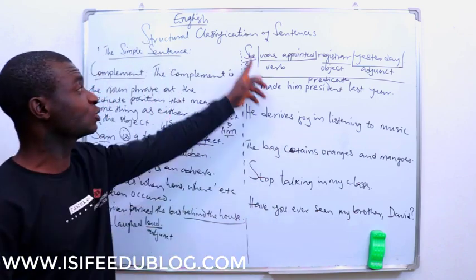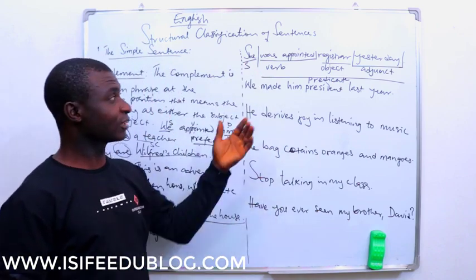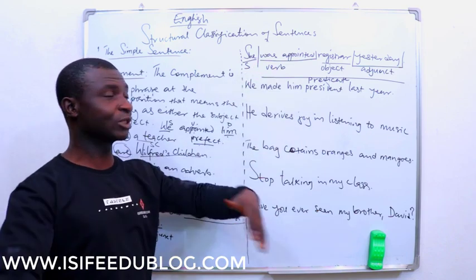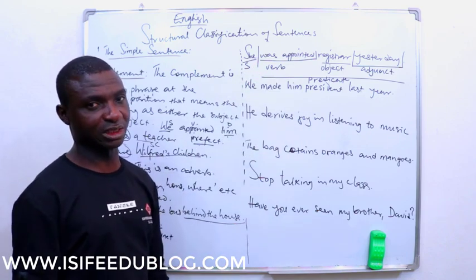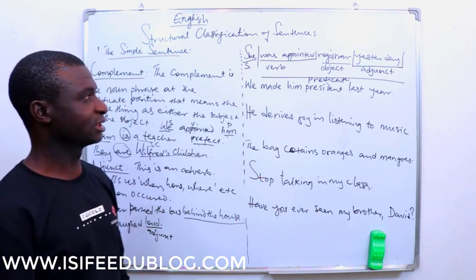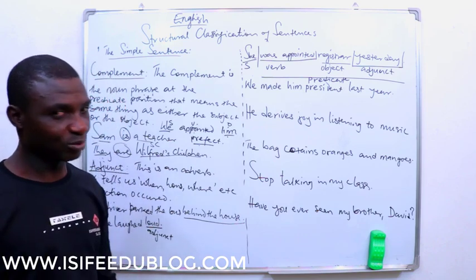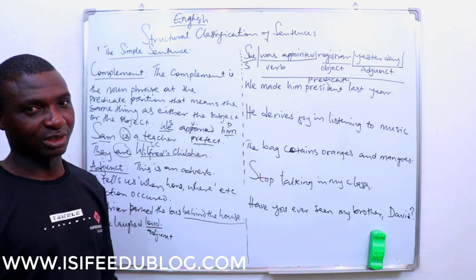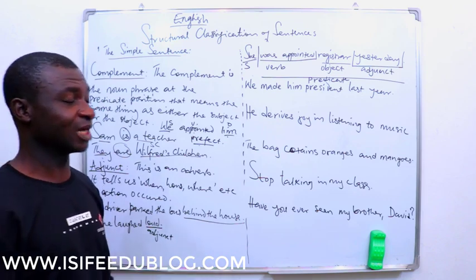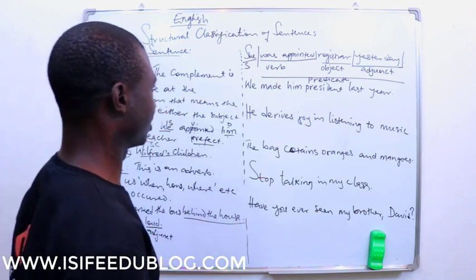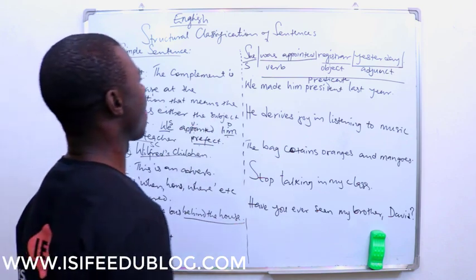The subject did not perform the action. The subject actually received the action. In fact, those who performed the action were not even mentioned in the sentence. She was appointed registrar yesterday. By whom? We do not even know. Alright? So the subject might just be the receiver of the action as we have it here. Okay.